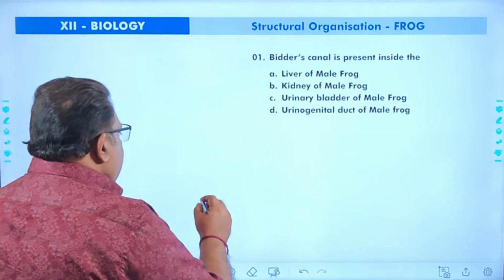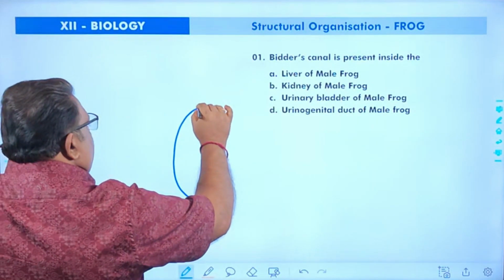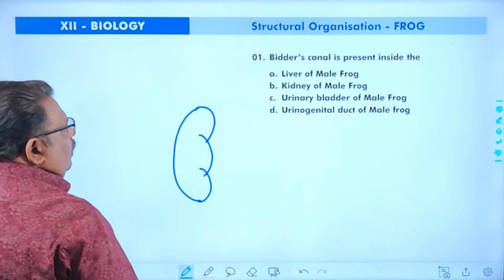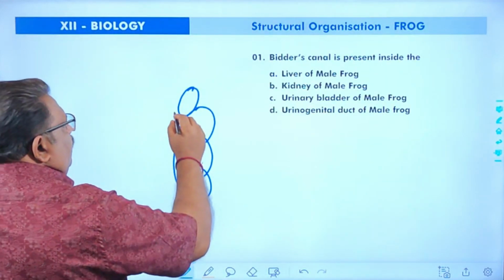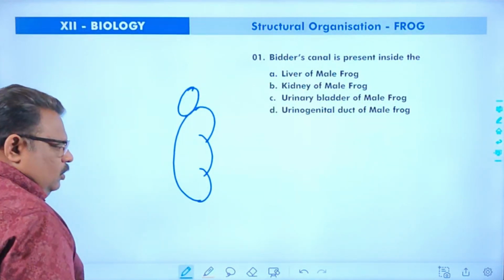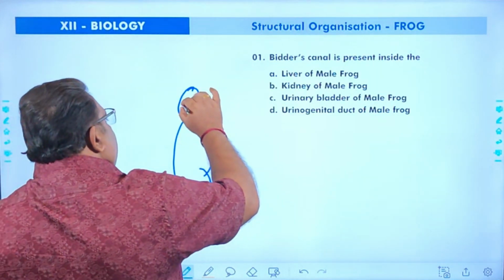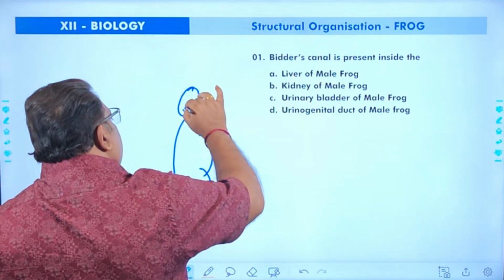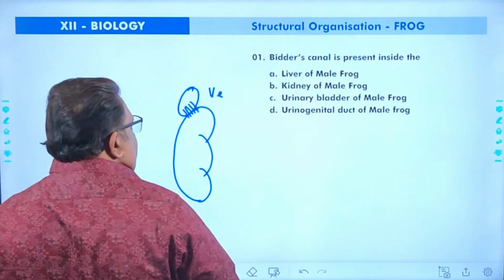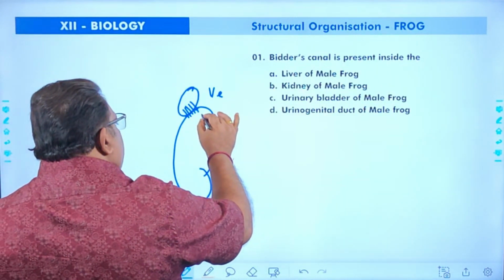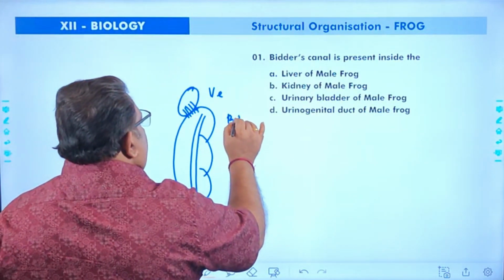So here, in the case of a male frog, suppose this is a kidney. At the anterior end of the kidney, the testis is attached. The testis is attached to the kidney by means of a peritoneal membrane. That membrane is called mesorchium. And from the kidney, some very minute tubes are developing, and these tubes are called vasa efferentia. And these tubes open into a canal present inside the kidney, and that canal is called Bidder's canal.